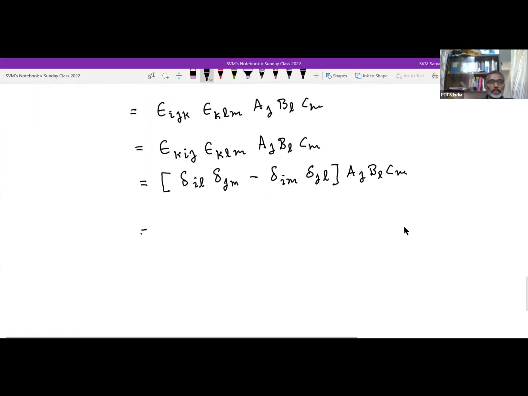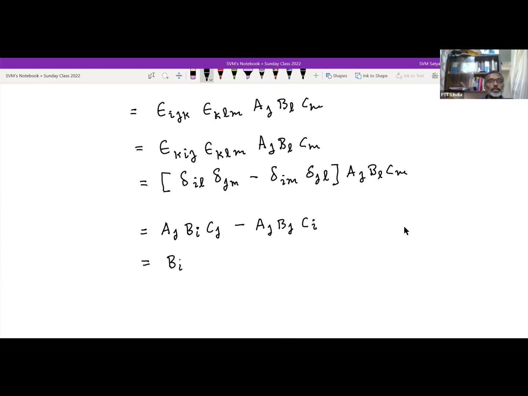Now you can see the first term, I equal to L. So wherever L is there, I will put I. Wherever M is there, I will put J. So I have AJ BI CJ, minus, wherever M is there, I will put I, wherever L is there, I will put J. So that means it is AJ BJ CI. So you can see here J is dummy.